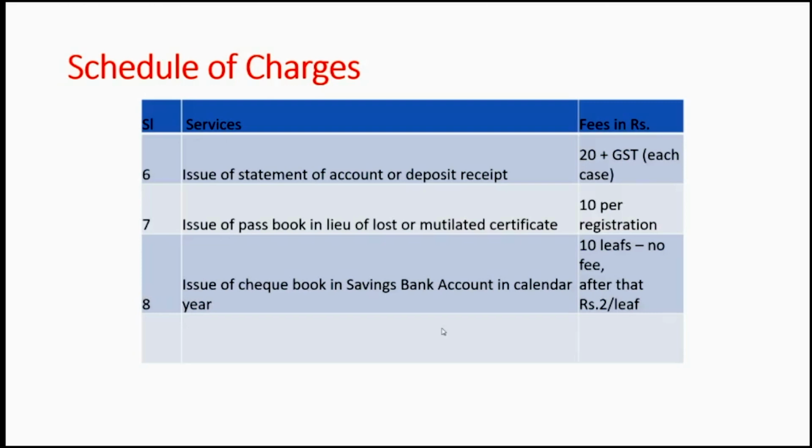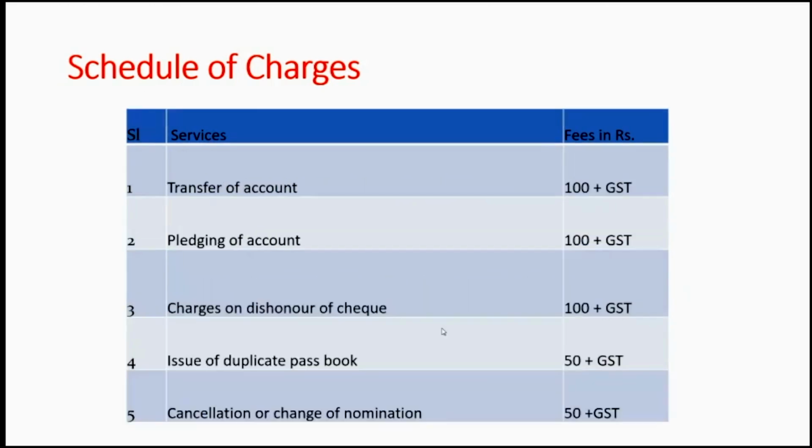But now a clarification has been received from the FS section. So until we have the stock of 20 check leaf books, the office can issue one checkbook in a calendar year free of cost. So until we have this 20-leaf checkbook stock in our office, we can issue the first checkbook free of cost to the depositor. So this is about the schedule of charges. This must be kept in mind. This is very, very important from the examination point of view, the schedule of charges.